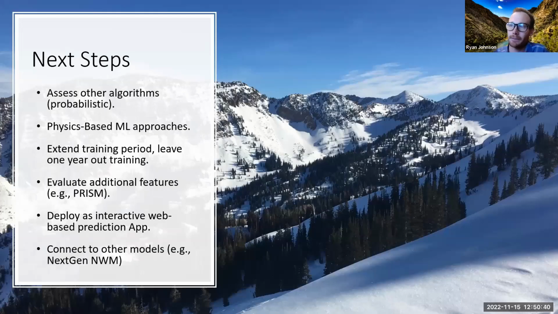And then our next steps, we're going to be evaluating some other algorithms, probabilistic and physics-based approaches. We want to extend our training period. We definitely think there's some potential for overfitting when using that 75-25% random split. So we're going to try with hold-one-out for the year training.